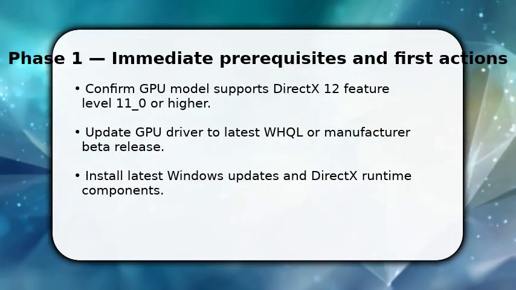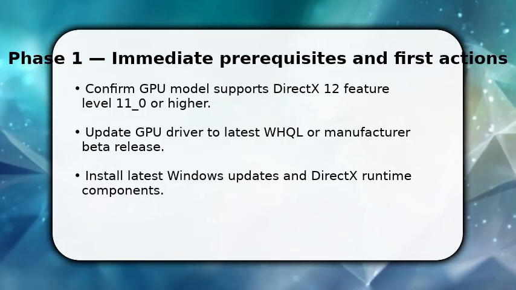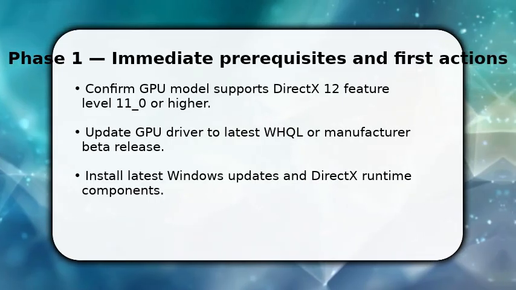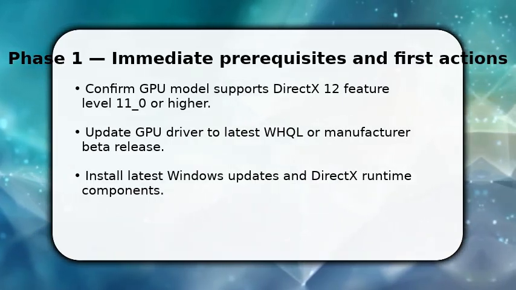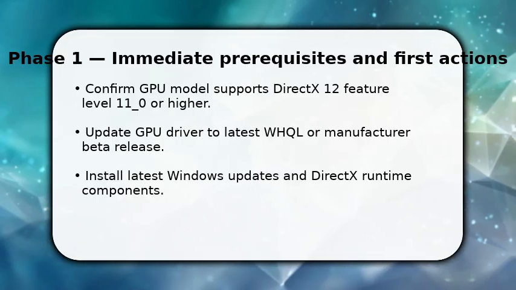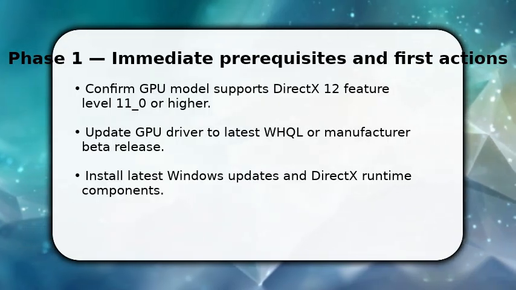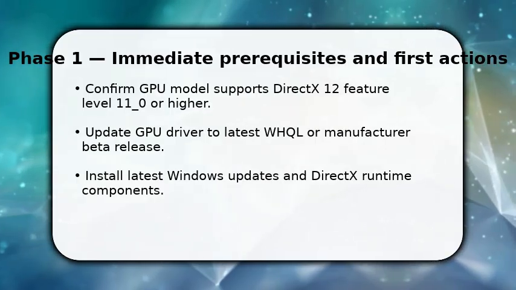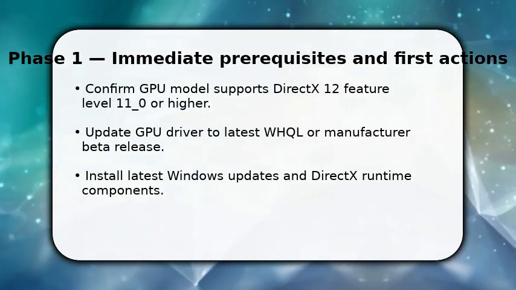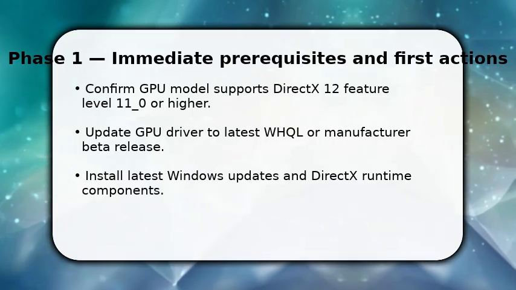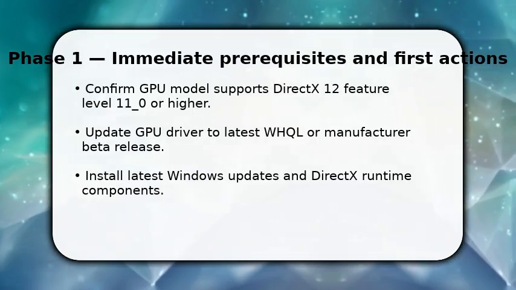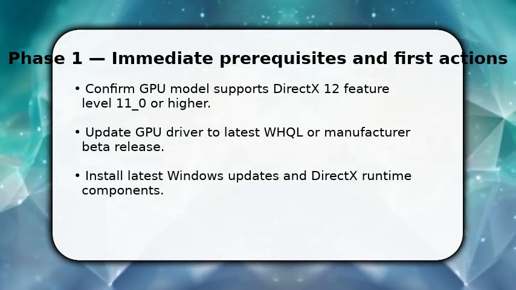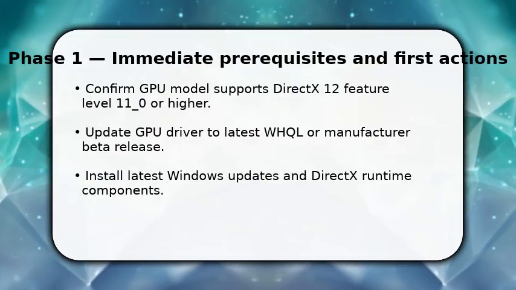You begin by validating hardware and software quickly. Check the GPU model and ensure it reports DirectX12 feature level 11_0 or higher. Then update the GPU driver from the vendor, NVIDIA, AMD, or Intel, because drivers expose DirectX capabilities. Once done, make sure Windows updates and the DirectX runtime are installed. They supply critical libraries. If your GPU is older, consider a hardware upgrade as a last resort, since software alone cannot add missing feature levels.